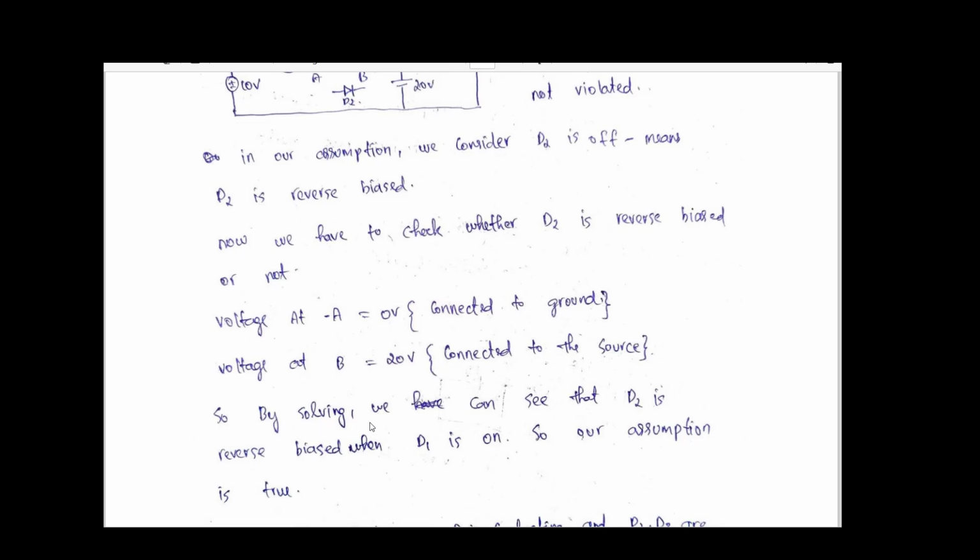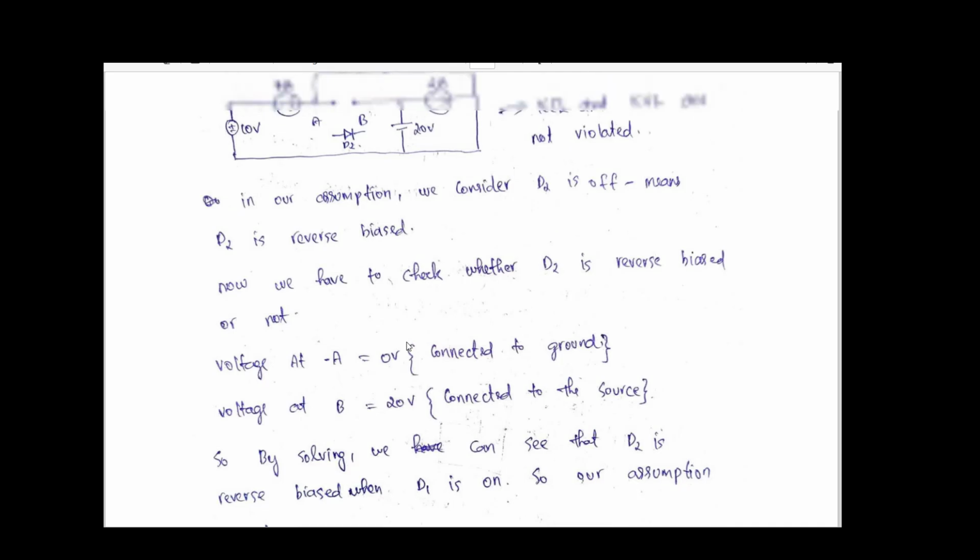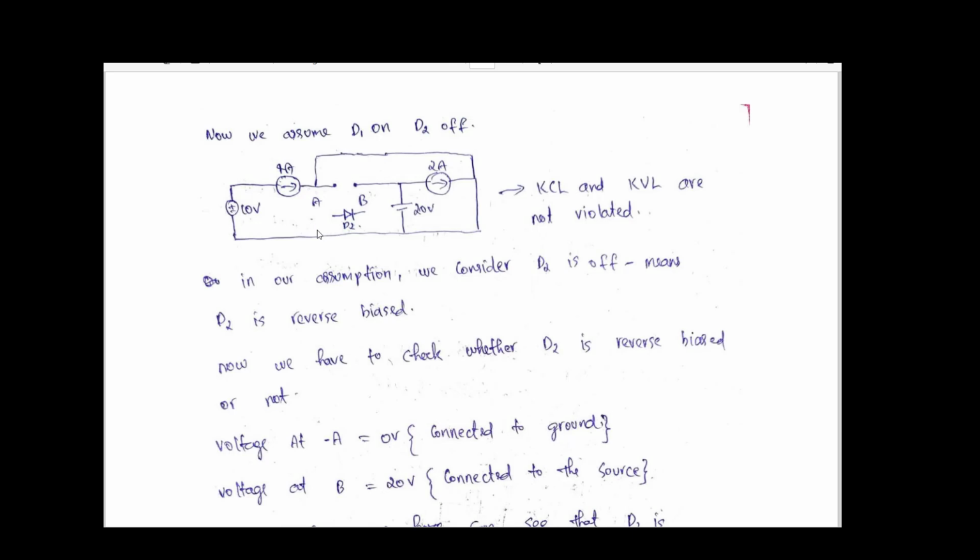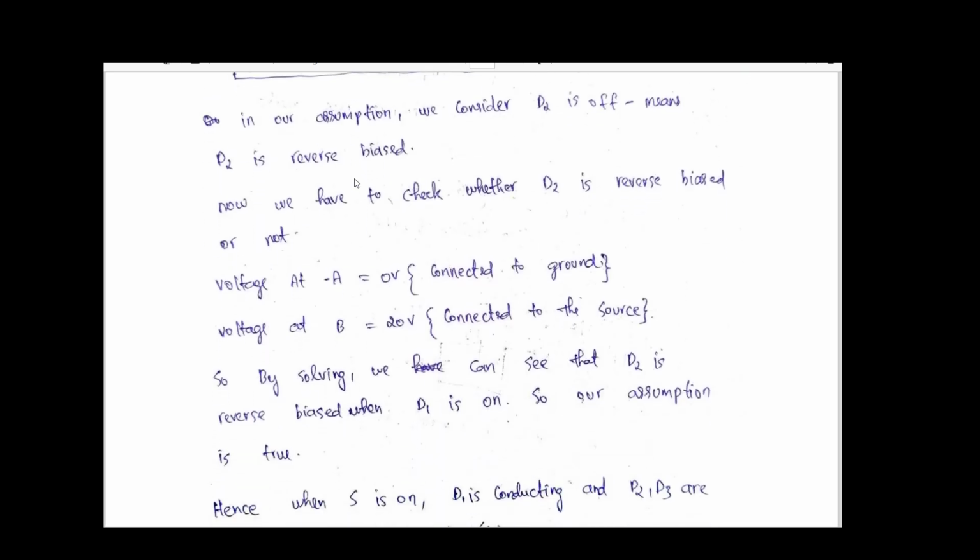So by solving the circuit, we can see that D2 is reverse biased when D1 is on. So our assumption is correct because here we could verify the voltage at A is less than voltage at B. That means this is reverse biased and that is our assumption. So our assumption is correct. So we can say when S is on, that is this switch is on, D1 is on and D2 is off. That we can confirm.